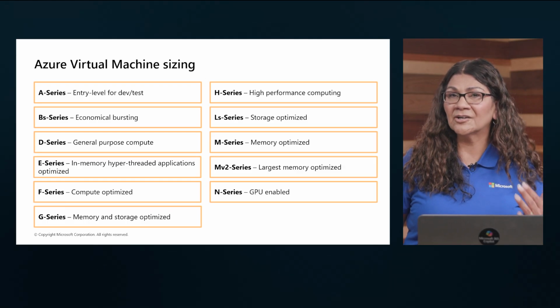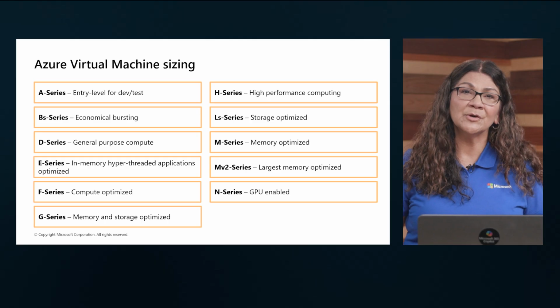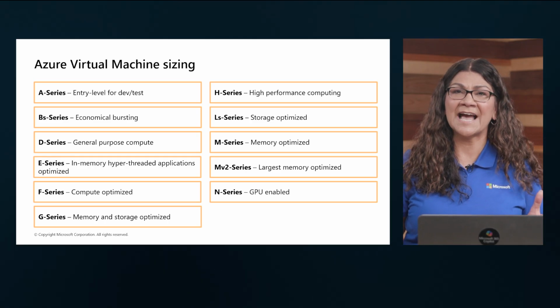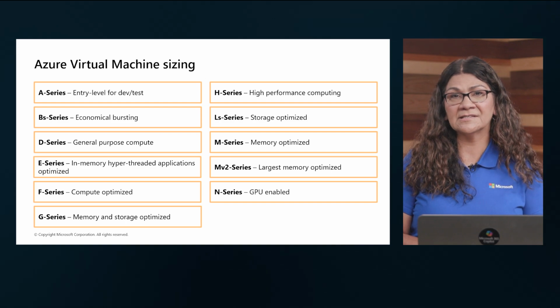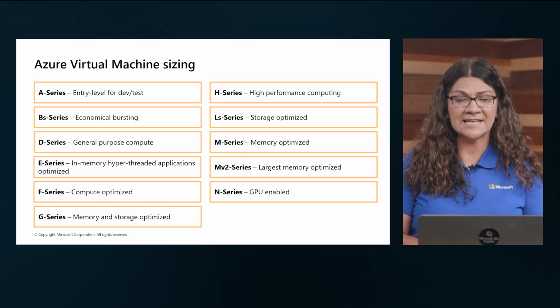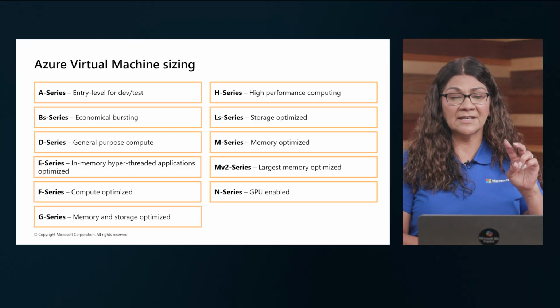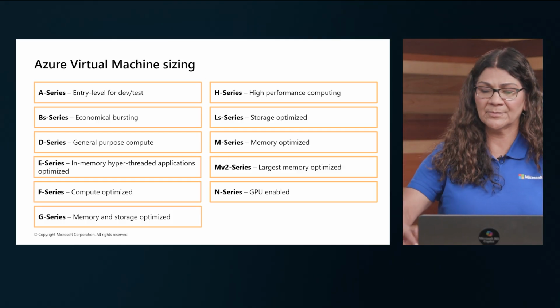And lastly on our list, the H series, which is designed for the most demanding computational tasks. Each series is tailored for specific use cases, ensuring that you can select the best option for your needs. So the one that I would recommend is the G series. It gives you the memory and the storage, which is what SQL needs the most of.